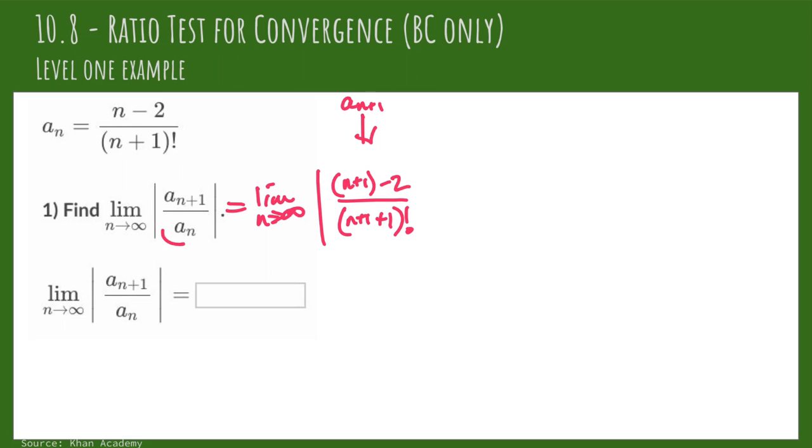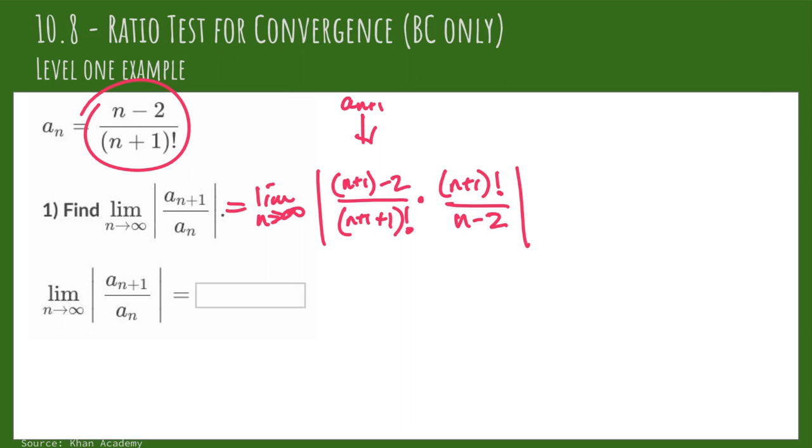And then instead of dividing by a sub n, remember we can multiply by the reciprocal of a sub n. So a sub n is just that expression there. But if we're dividing by that, we're going to multiply by n plus 1 factorial over n minus 2. Okay, and remember also that's in absolute values.